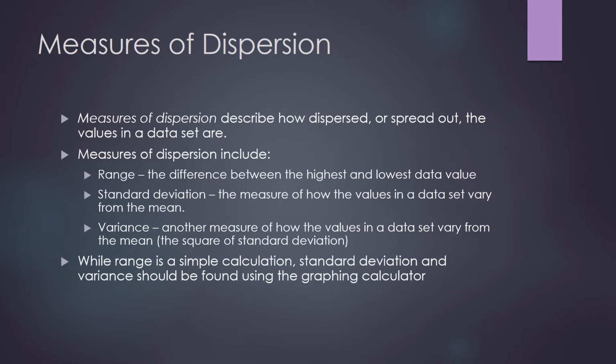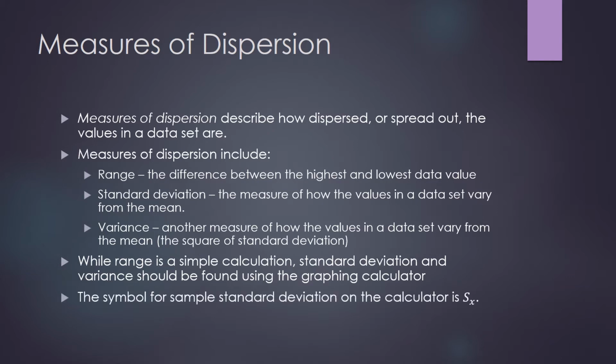Range is obviously a simple calculation in finding the maximum and the minimum of the data set, but standard deviation and variance should be found using the graphing calculator. The symbol in the graphing calculator for standard deviation is S sub x when you run a one variable stat and put the list of your data set in the calculator. To find the variance from getting the standard deviation, simply take that number and square it.